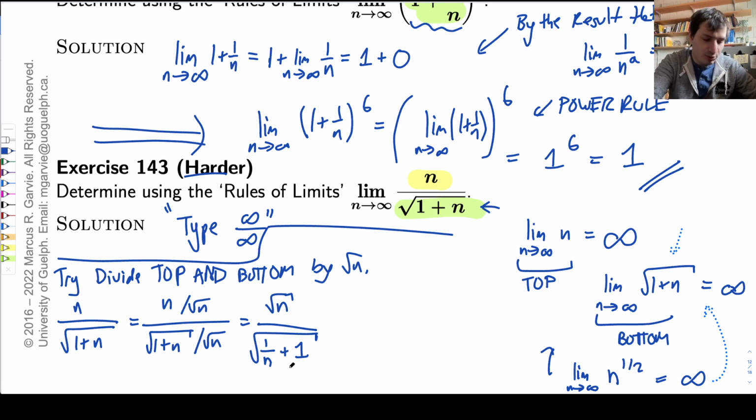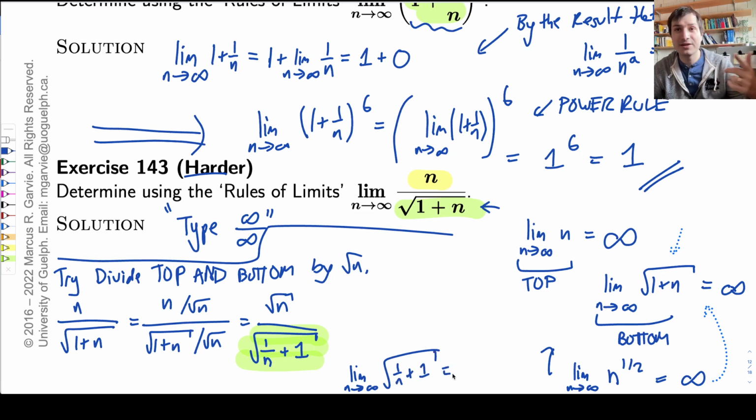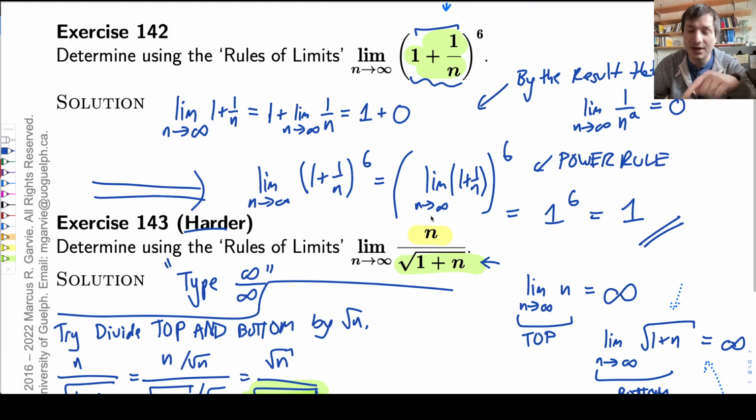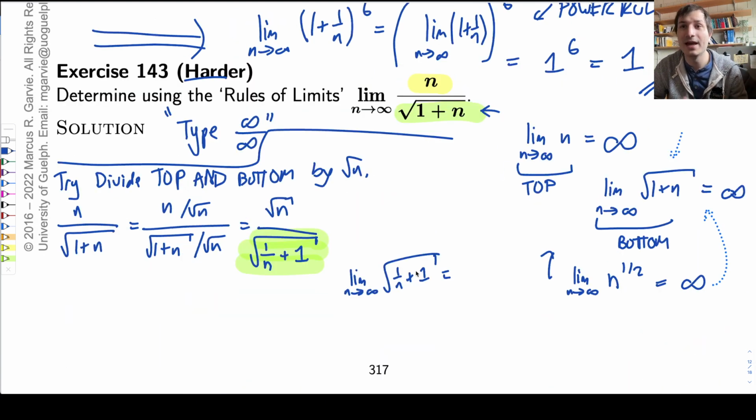And now I think I'm in a good situation because of the bottom. What is the limit of the bottom? The limit as n goes to infinity of the square root of 1 over n plus 1. This is very similar to what we did in the previous example, right? This is very much like 1 plus 1 over n to some power. In this case, it's 1 plus 1 over n to the power 1/2. It's the square root. So the limit is going to be 1 plus 0 to the power 1/2. Let me write it as 0 plus 1. So this limit is 0 plus 1, all with the square root.